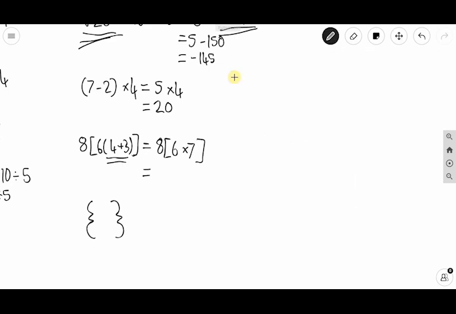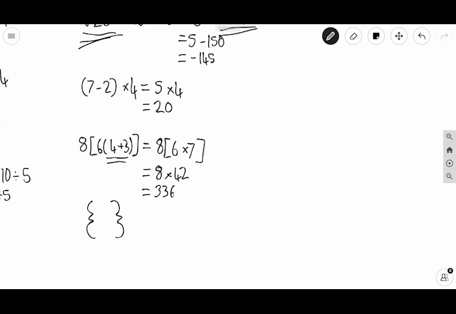So 6 times 7 would give us 42. So we write it out again as multiplied by 42. And 8 times 42 would give us 336, if I'm not wrong. Yep, 336. And this was a really tough question.